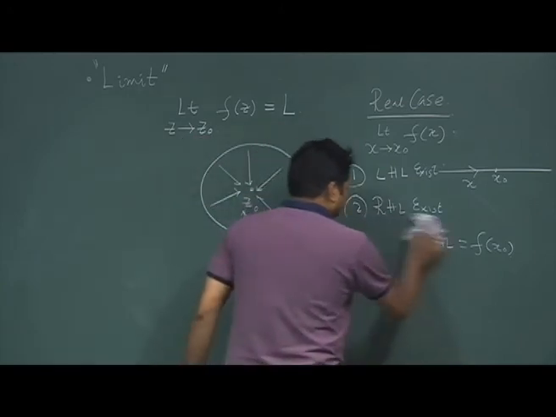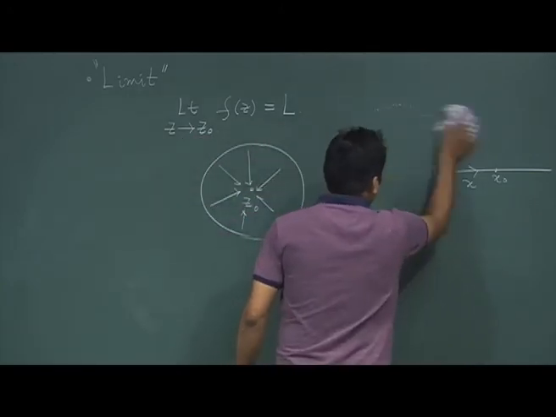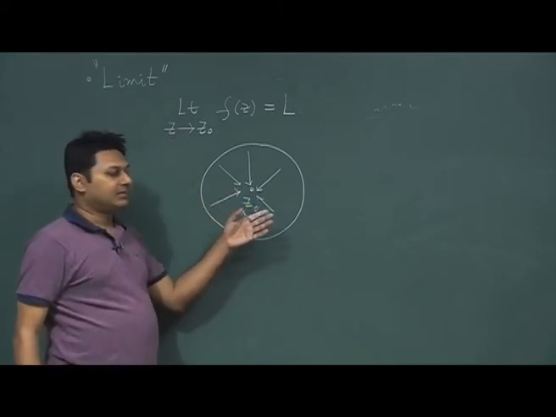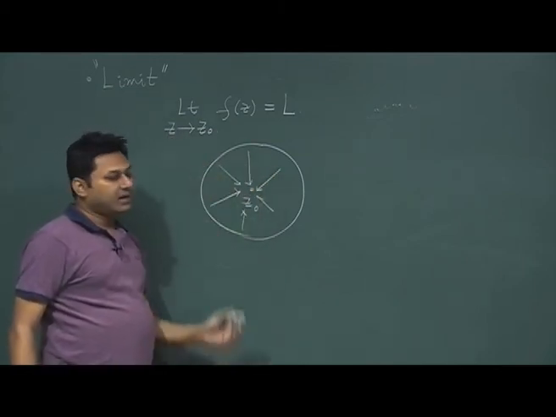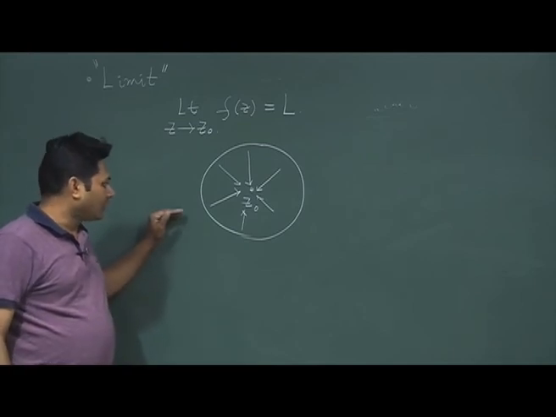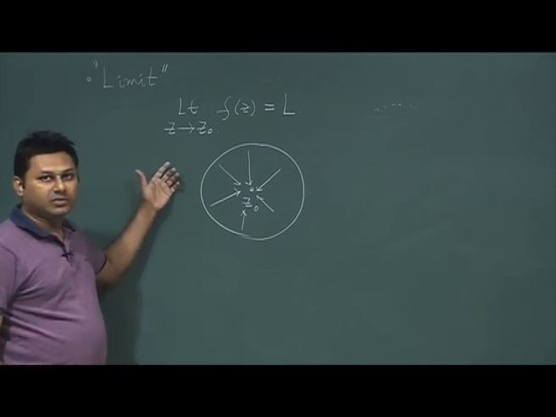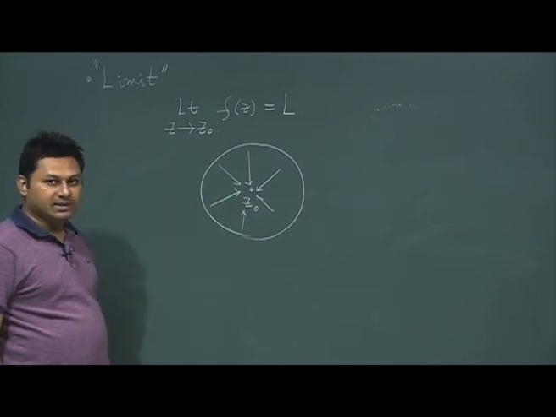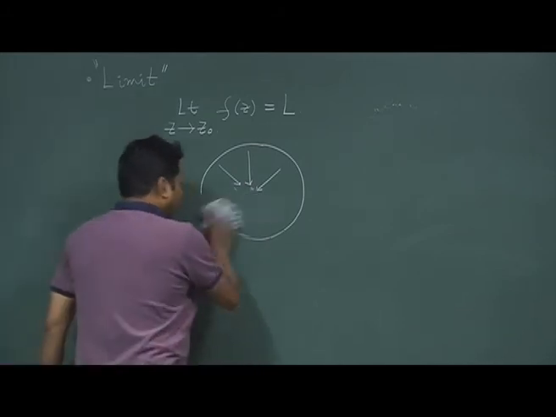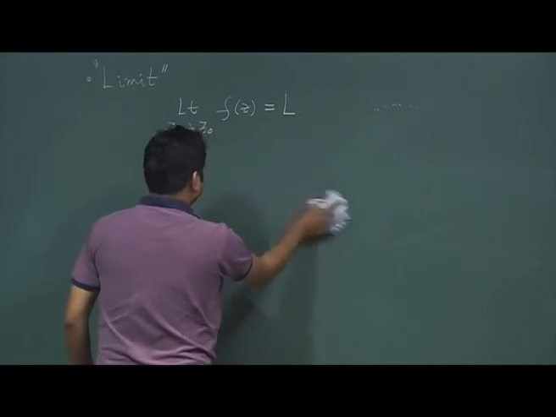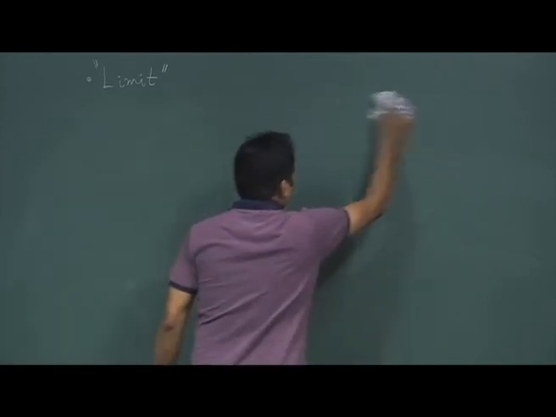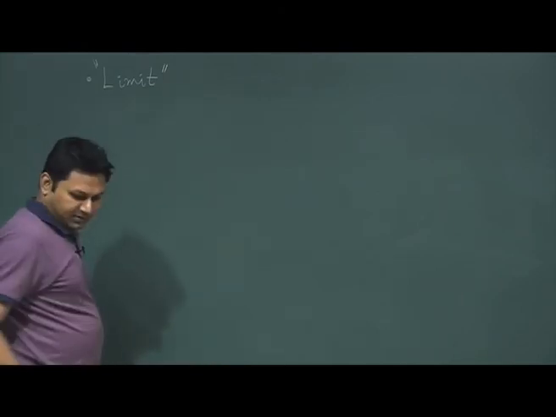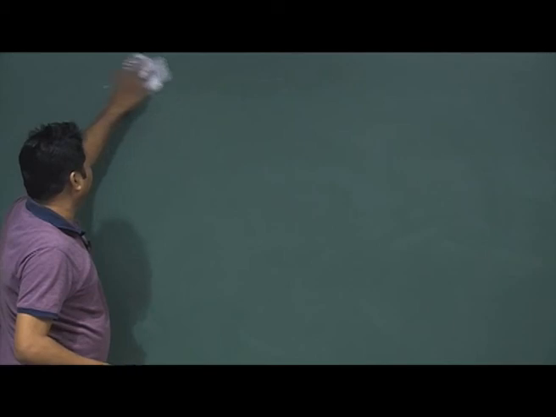But here, since the approach is not only left hand and right hand but all directions, we are in some trouble. We cannot directly say whether it is approaching this limit or not, whether the limit exists or not. So let us take a very straightforward simple example before the end of this class. Next class we will start again from this concept.